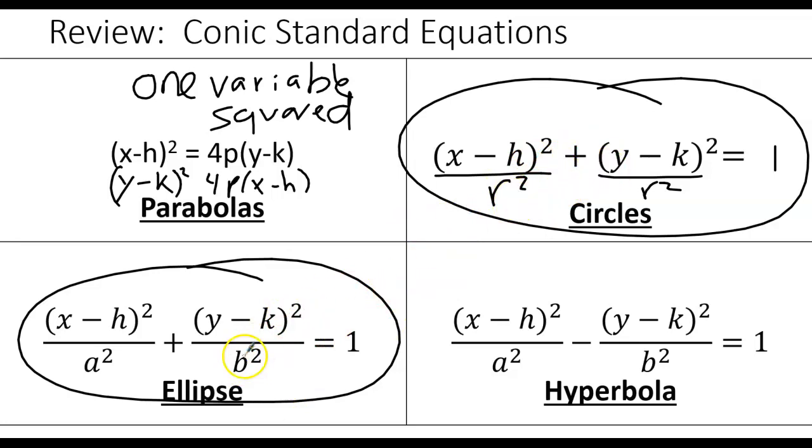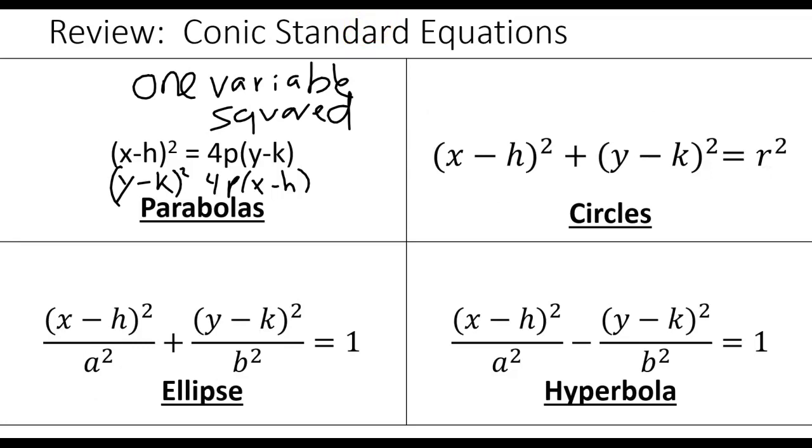Well, in this case, they have different numbers under the squares. So ellipses have two different numbers. The x will have one number, the y will have another number. Whereas with circles, they'll have the same number. Okay, so that might be one way to think about it. Or another way to memorize the difference is just to see that ellipses have these little denominators, whereas r's or circles may not. They just may equal some number.